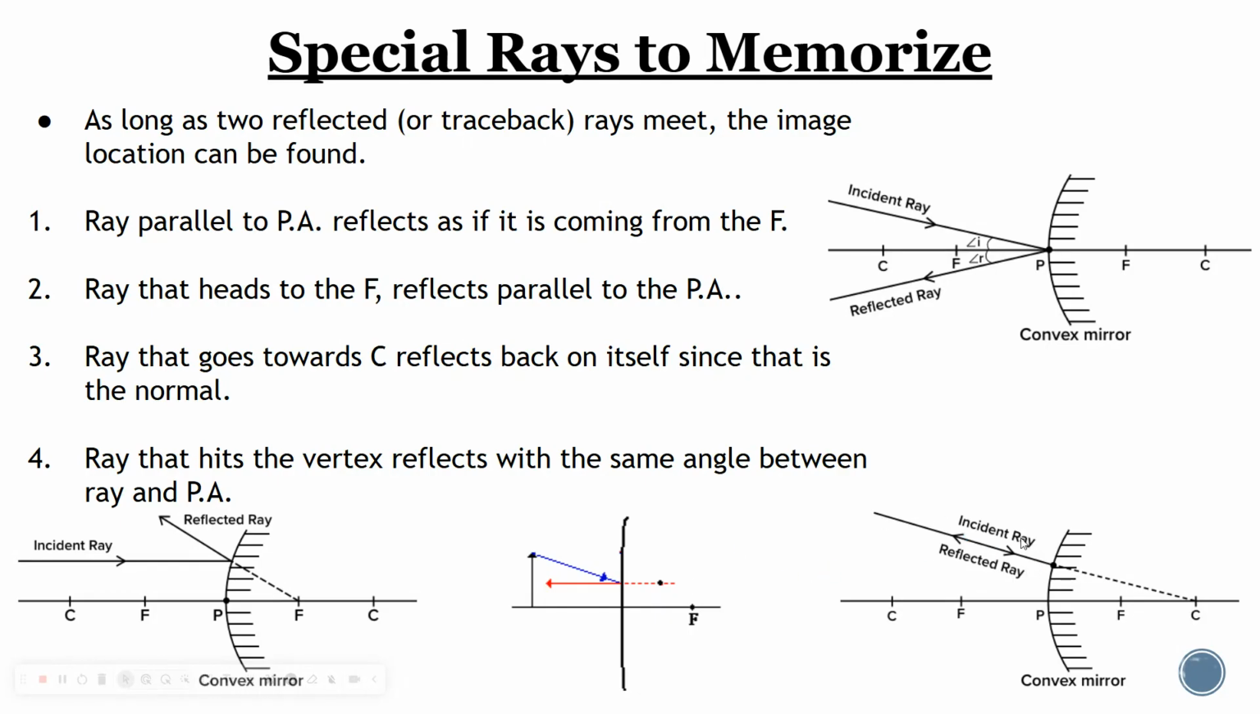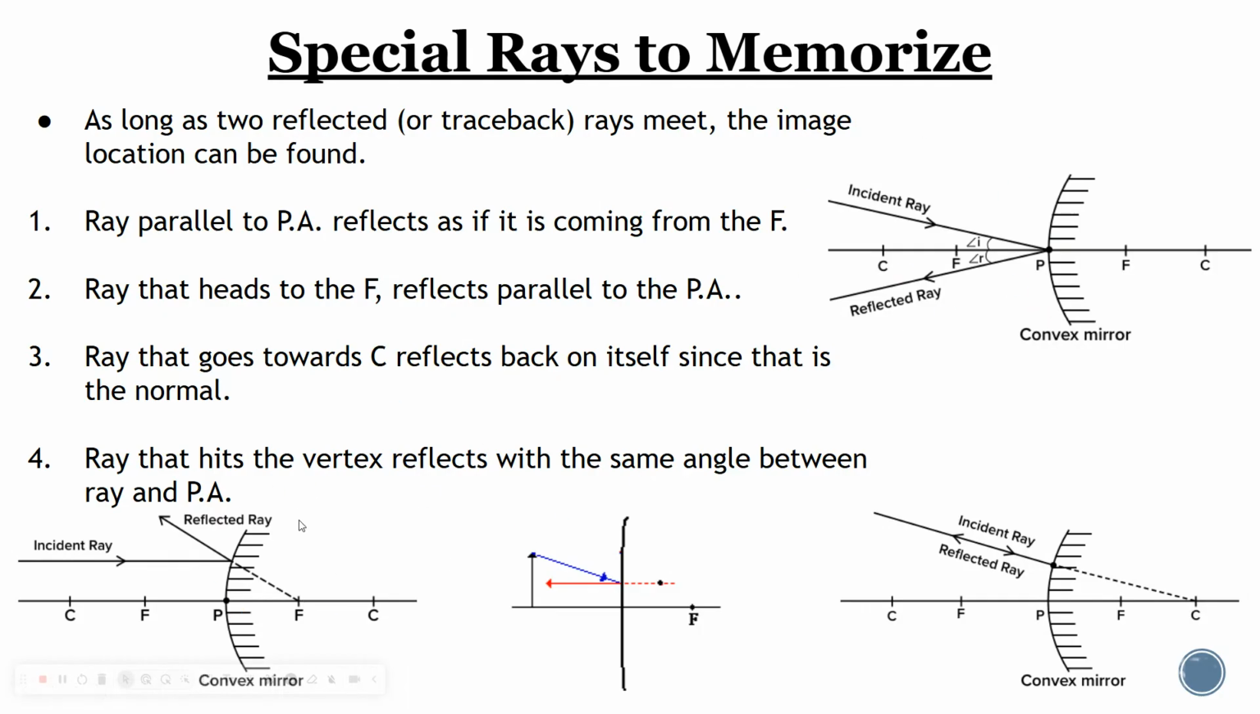Other rays you can do are the one that heads towards the center of curvature on the other side, but doesn't go on the other side because there's a mirror in the way. So it bounces back on itself, but the trace back goes through the center of curvature, because as you know, that's the normal. Another ray you could do is one that goes to the vertex. You measure the angle of incidence, that's your angle of reflection as well, and then you draw it on this side, but this requires a protractor.